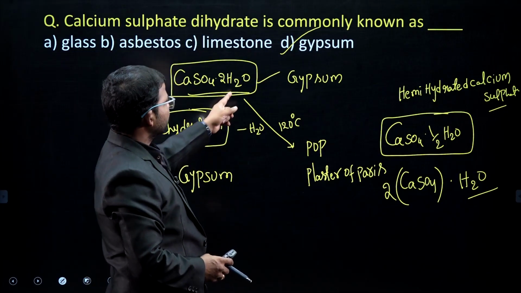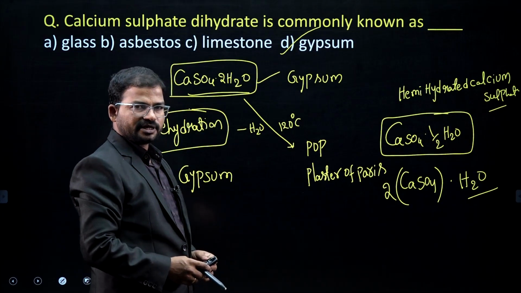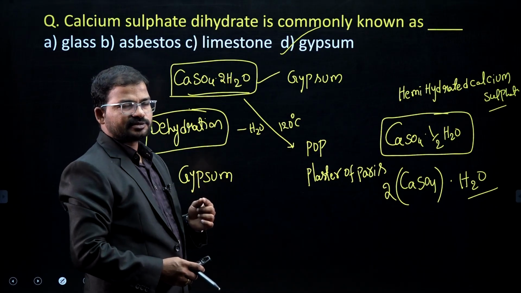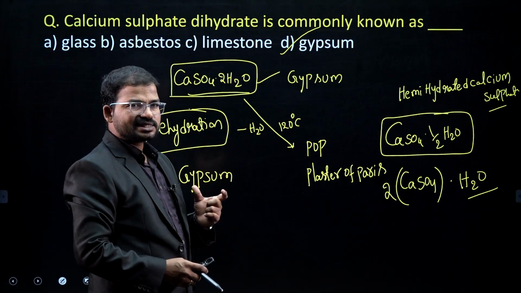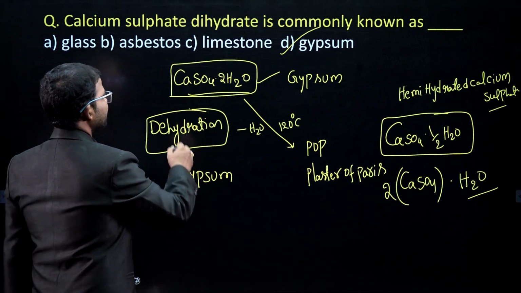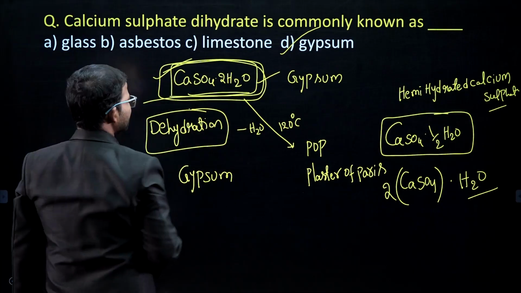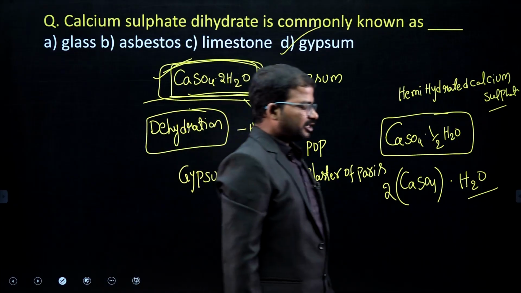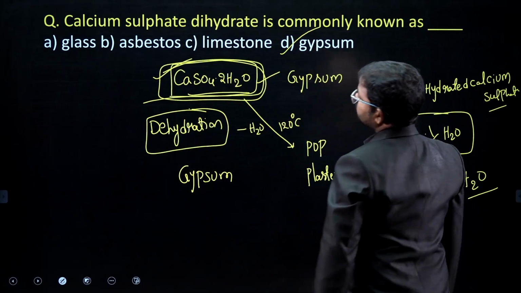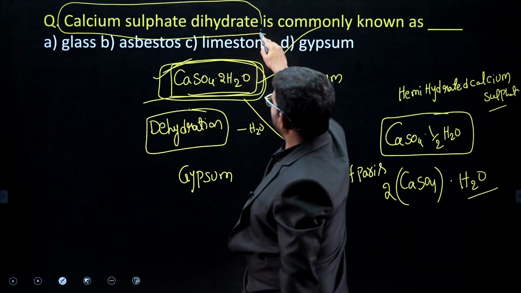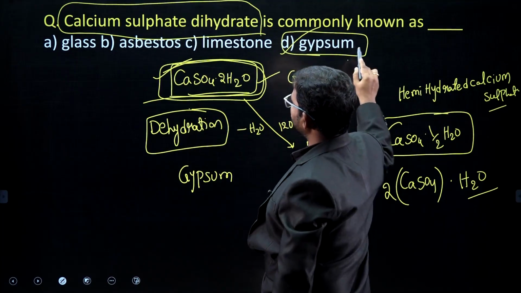Here gypsum is added in cement, around 2 to 2.5% gypsum, especially in cement. The reason is to increase the setting time. So we have to add mostly calcium sulfate, nothing but gypsum related derivatives. You should also remember the chemical name of gypsum, calcium sulfate dihydrate.